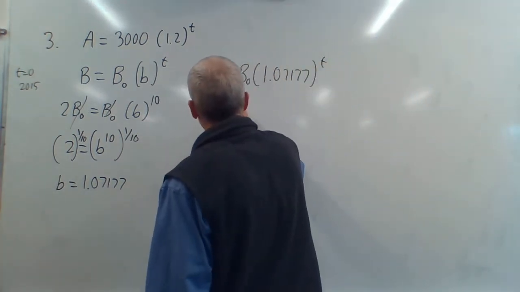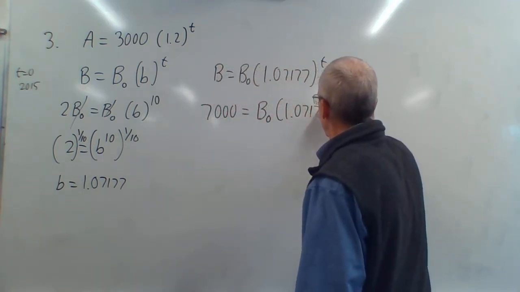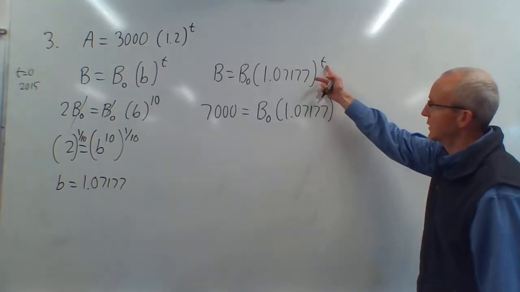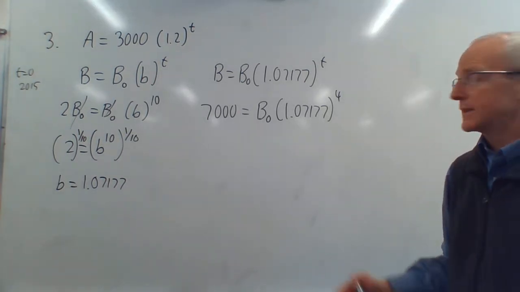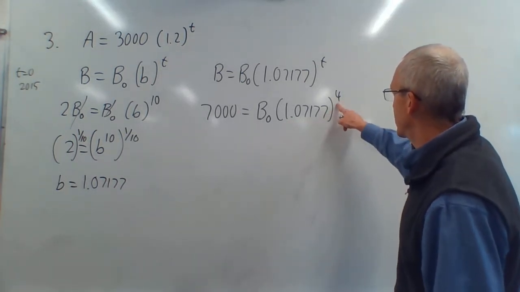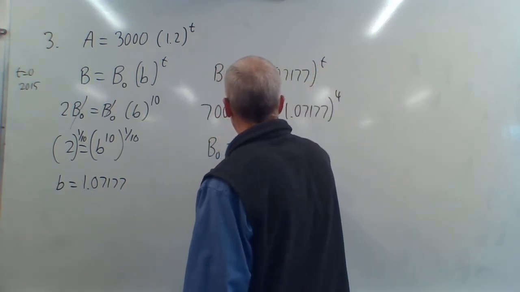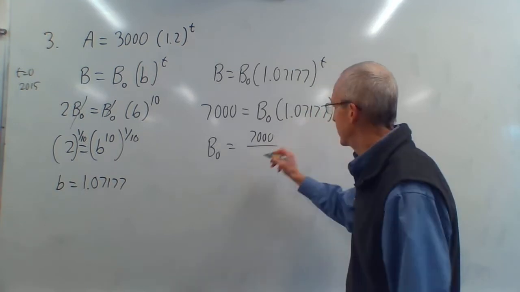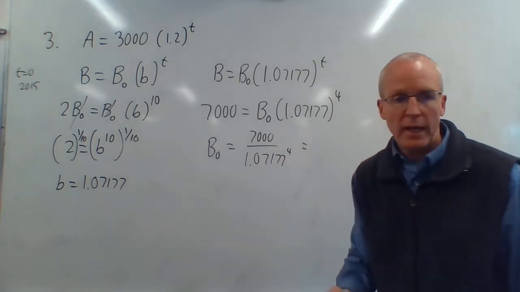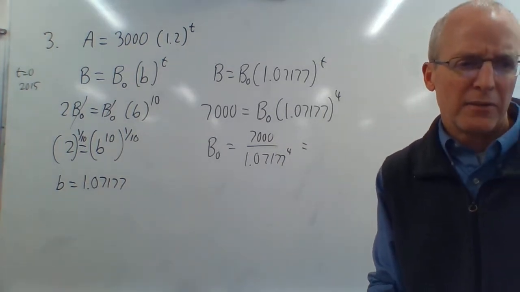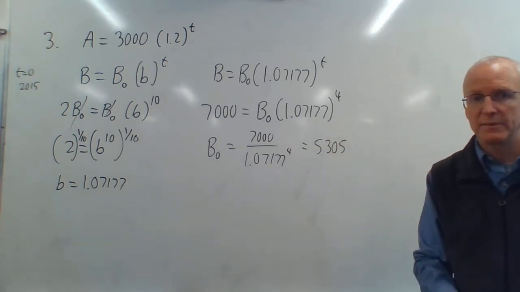So 7,000 equals B0 times 1.07177 to the 4. Again, T equals 4 because it's 2019 and T equals 0 is 2015. Okay, so now we can figure out B0. We raise this to the 4th, put it over here. So B0 is 7,000 divided by all that. You put that on your calculator, which again is tricky. Make sure you can do that to the 4th. And I got about 5,305. So there are 5,305 people at time 0.